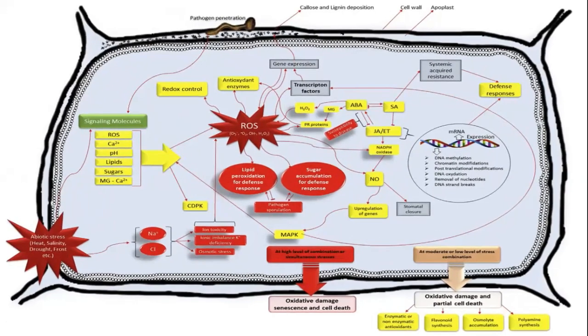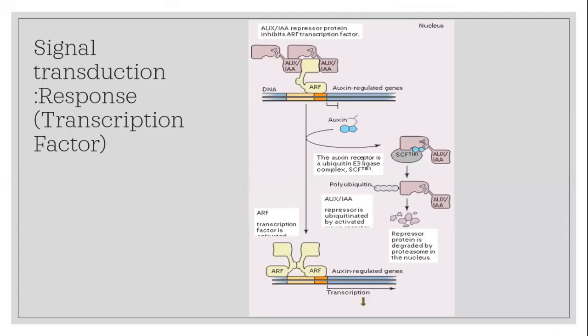You can see there are several things that occur in a cell in response to various stimuli, which can be sugar accumulation, lipid peroxidation, or extra deposition of callose and certain molecules on the cell wall. These are some of the changes that can be seen as a response in the cell after signal transduction.